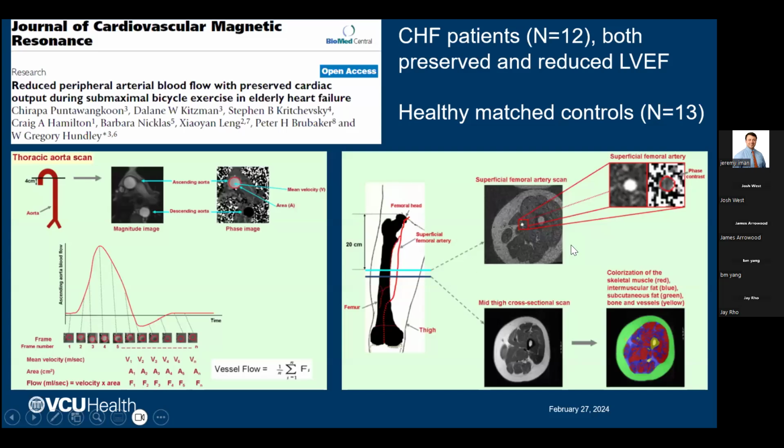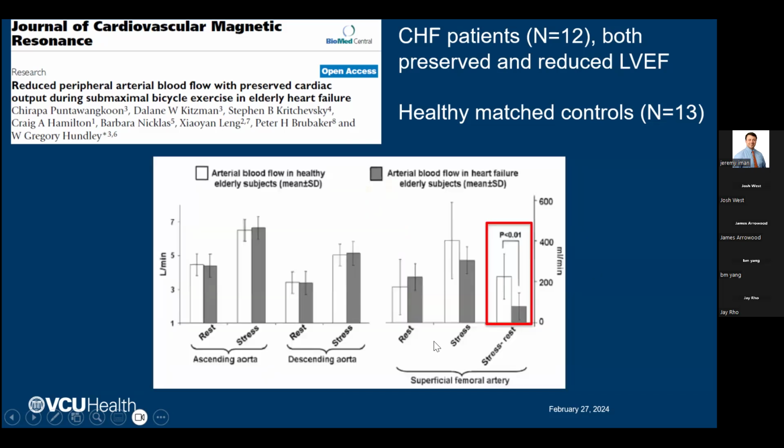We'll move on to congestive heart failure. So this is a study with Dr. Hunley's group where they looked at exercise in patients with heart failure, both with reduced and preserved EF versus healthy controls, and looked at not just flow through the thoracic aorta, ascending and descending, but flow through the superficial femoral artery too, to see when there was an augmentation of central flow, did it appropriately shunt down to the skeletal muscles as it should?